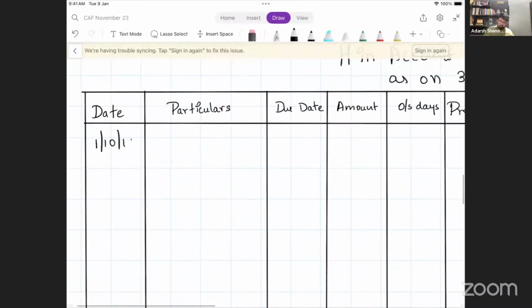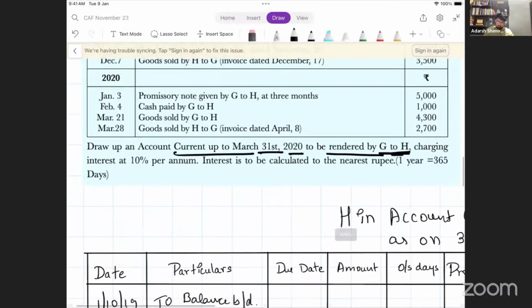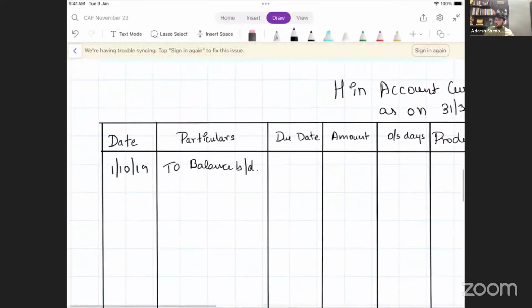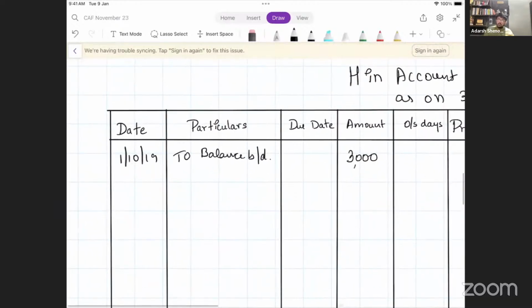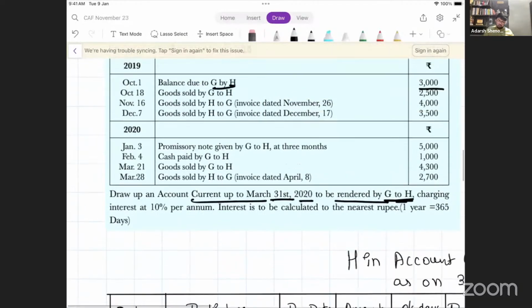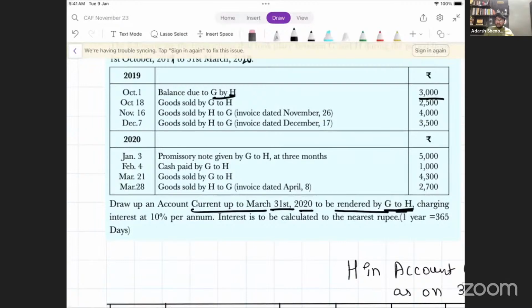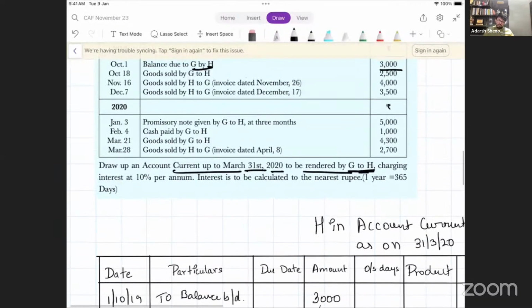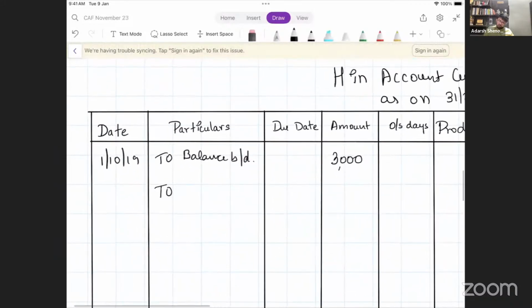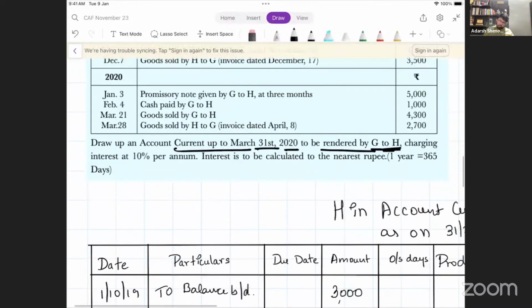October 1, 2019, to balance brought down, 3,000 rupees. Due date is not to be written for the balance. Opening balance, no due date. Goods sold by G to H. So we are selling goods to H. This is H's account. So the entry for sales is H account debit to sales account. To sales. This is on 18/10.